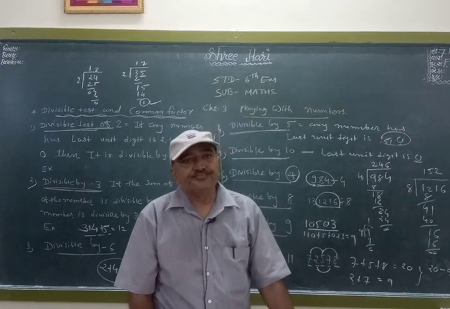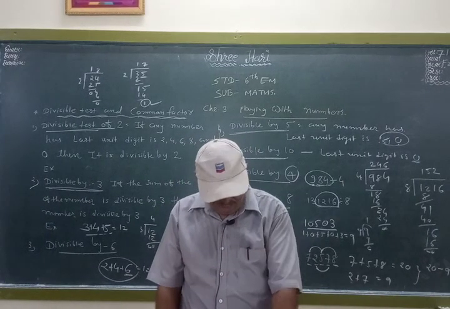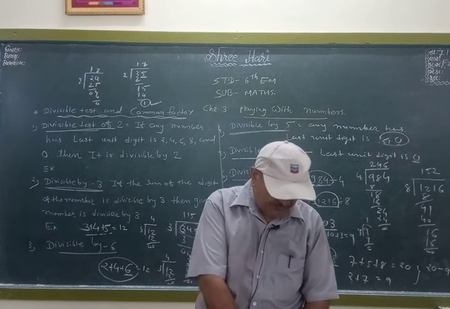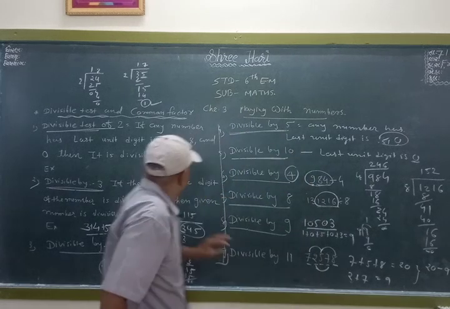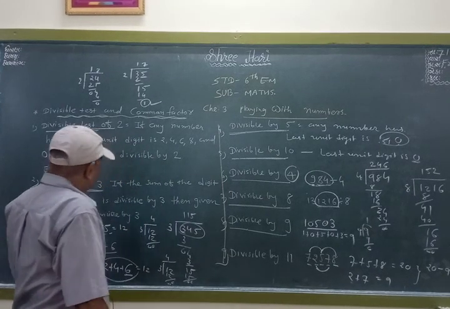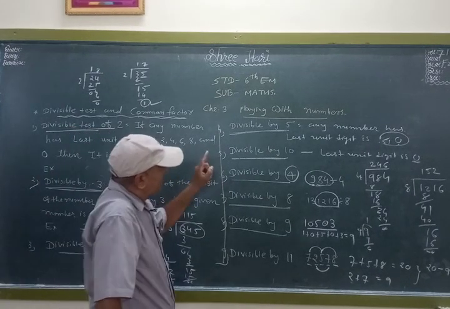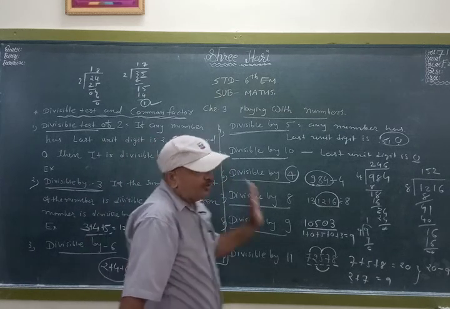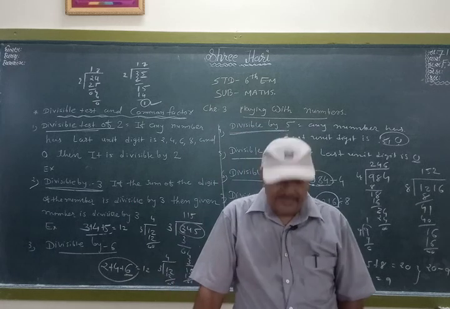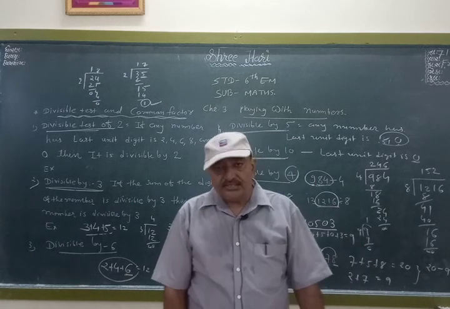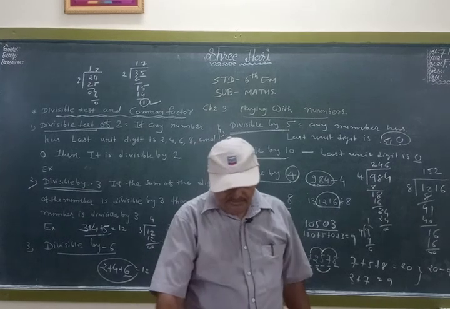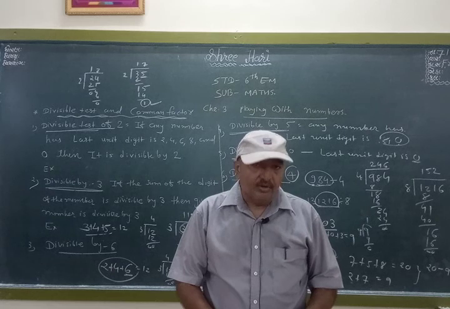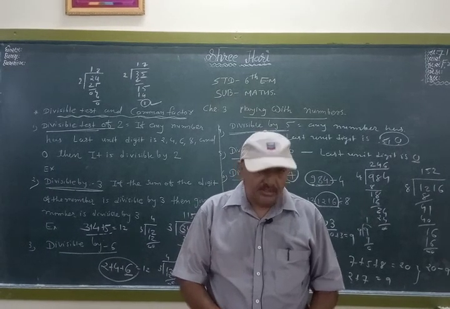So friends, today we studied the divisibility tests of 2, 3, 6, 5, 10, 4, 8, 9 and 11. These are all most important in division. Friends, in the next period we will study common factors and common multiples. Thanks a lot. Jai Swaminarayan.